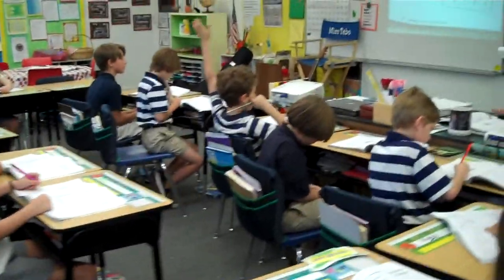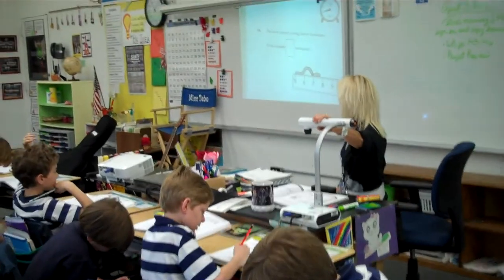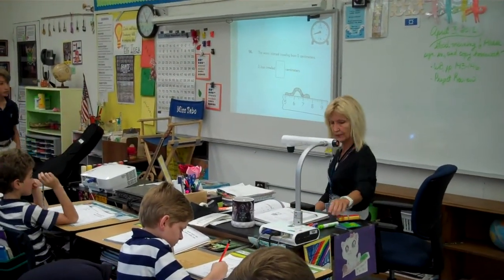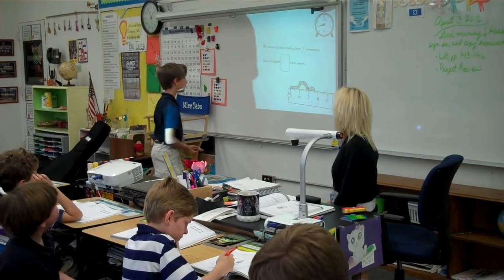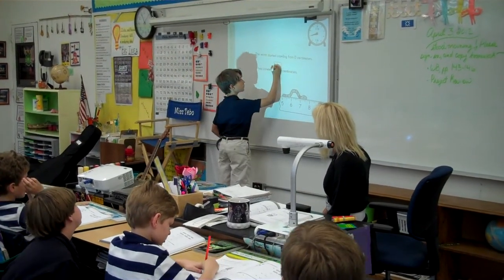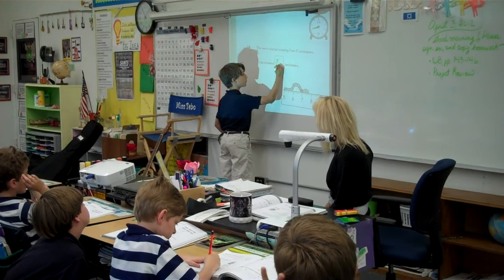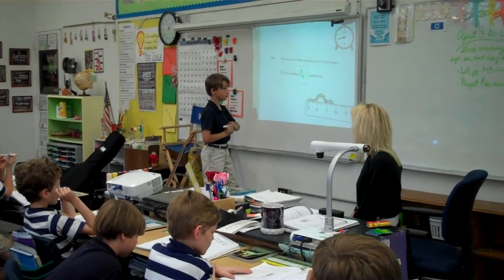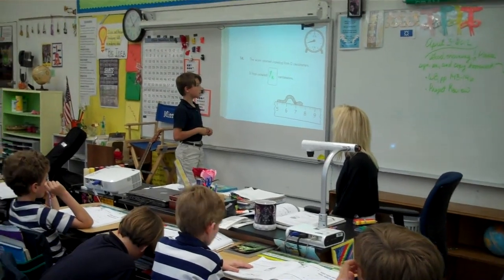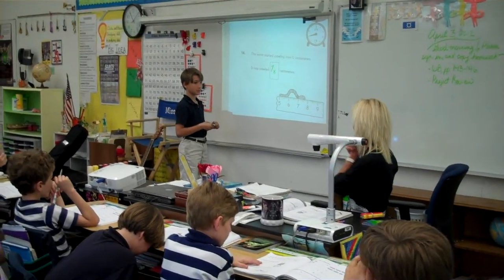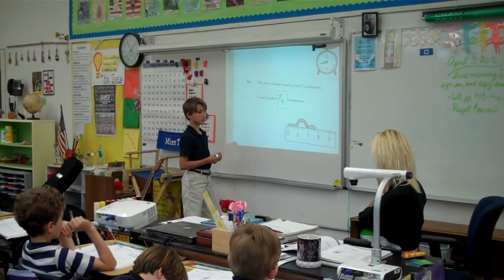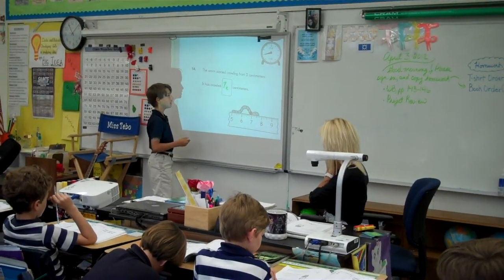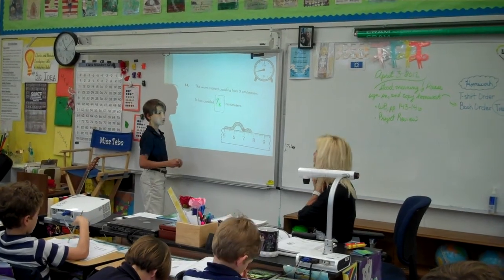Can you write it up here? Okay. How do we say that, Mary? 7 and 1/12. Why do we have the "and"? Because it separates the whole from the fraction. Good, okay.